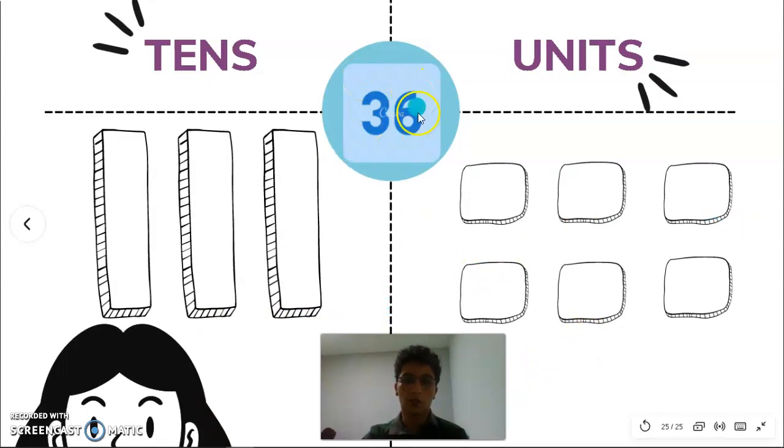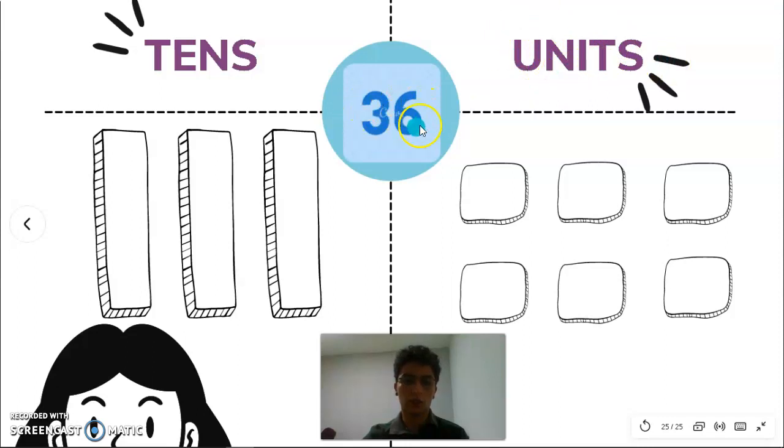For example, if we have the number 36, we should write, bueno, vamos a dividir, ¿cierto? Vamos a separar las decenas de las unidades. Entonces en un lado vamos a poner las decenas, tens, and on the other hand we are going to put the units.